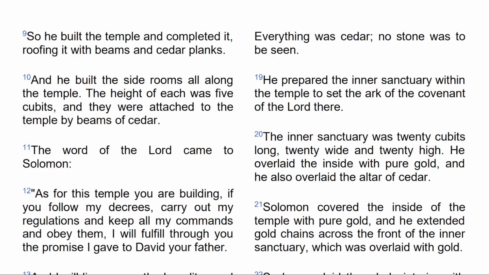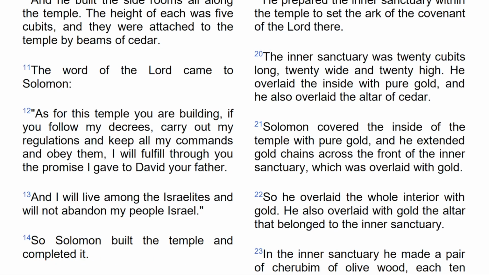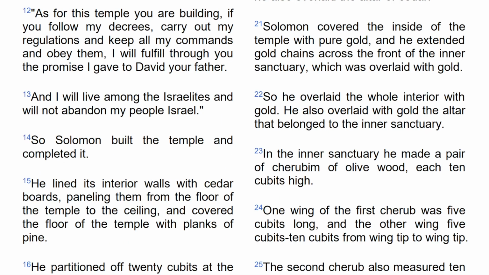The word of the Lord came to Solomon. As for this temple you are building, if you follow my decrees, carry out my regulations, and keep all my commands and obey them, I will fulfill through you the promise I gave to David your father, and I will live among the Israelites and will not abandon my people Israel.